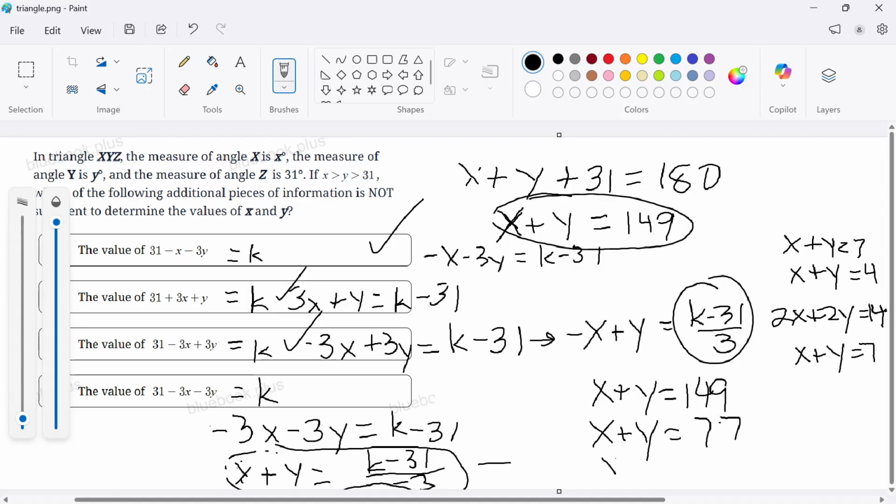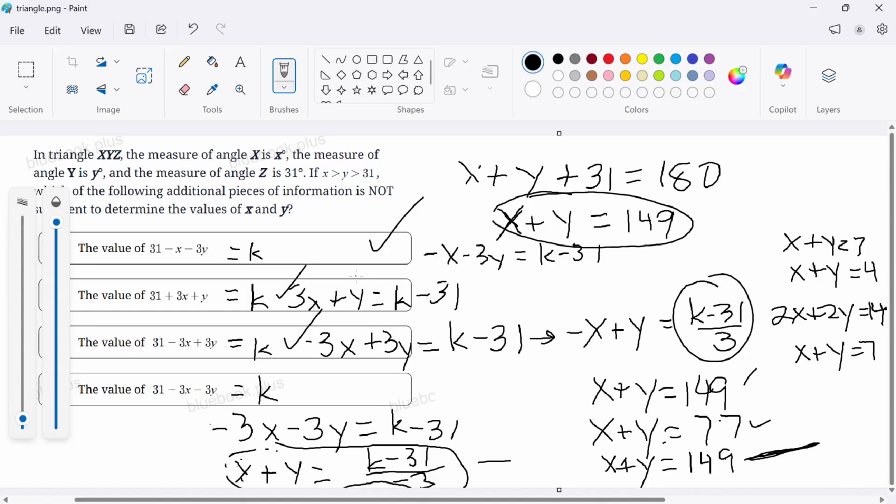Or it could also be x plus y equals 149 again. Well, that doesn't give me any information because that's just the same line. And this doesn't give me any information because it's not going to intersect. X plus y is a completely different number. It can't be 149 and it can't be 77 at the same time. So let me even show you.